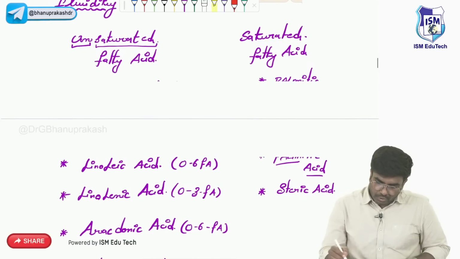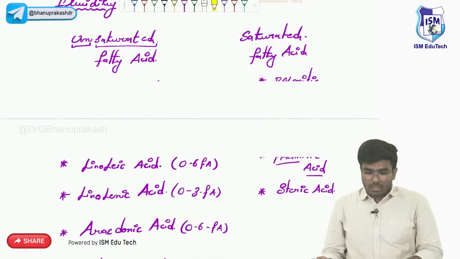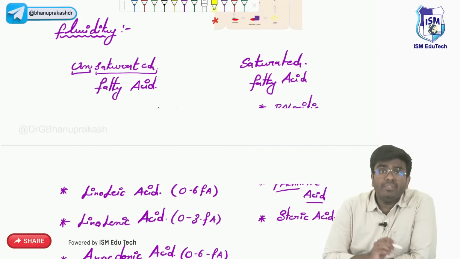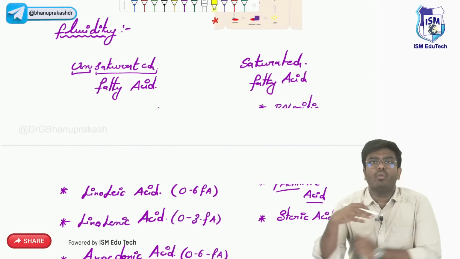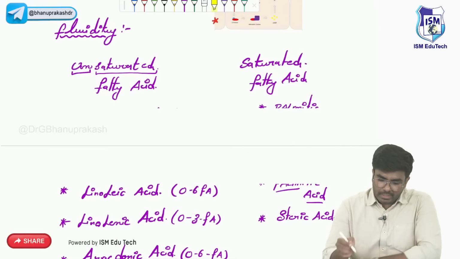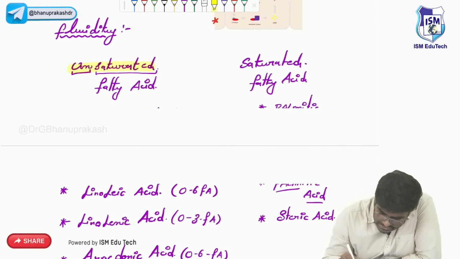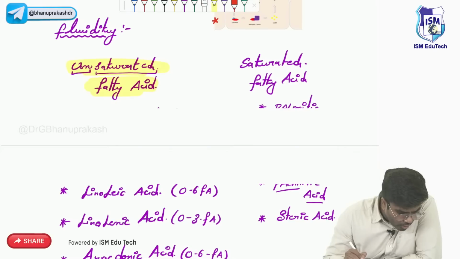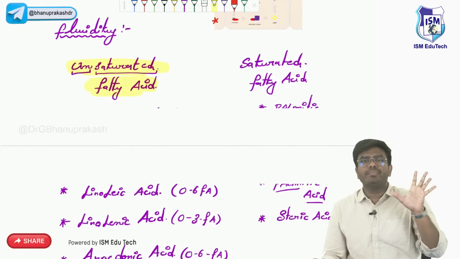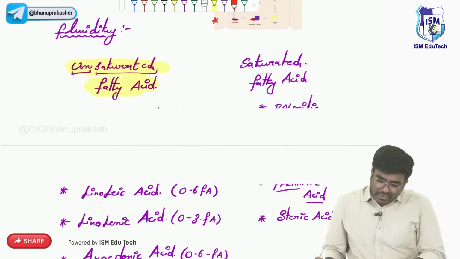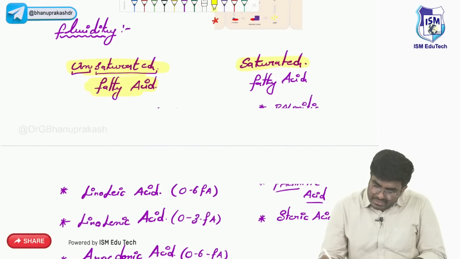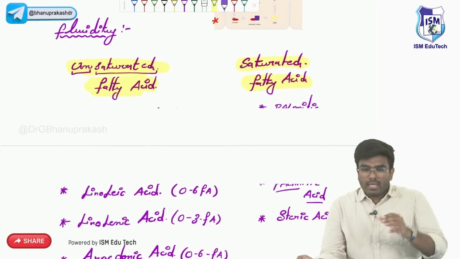Now, the next concept which I want you to know is the fluidity of the cell membrane. If the cell membrane has more fluidity, meaning more flexibility, that is something good. Now there are unsaturated fatty acids. Are they good or not? Unsaturated fatty acids are very good. Saturated fatty acids, also called trans fat, are very bad.